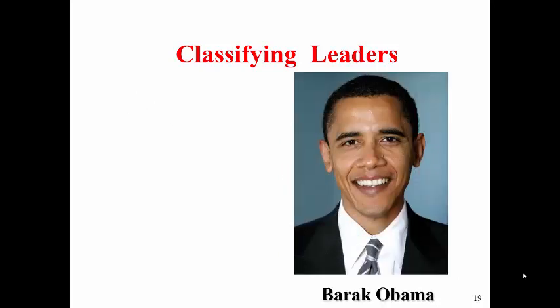Barack Obama, task, people, or middle? We're going to put him in the middle because he had some things he wanted to accomplish, and he was also people-oriented sometimes, so we're going to put him in the middle. That's where he usually ends up.